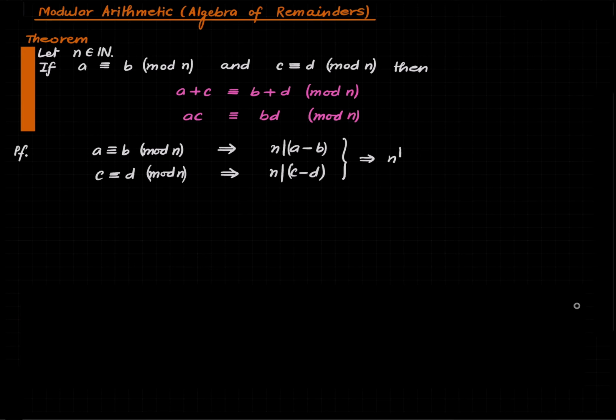n divides (a plus c) minus (b plus d), which is the same as saying a plus c is congruent to b plus d modulo n. Very simple.